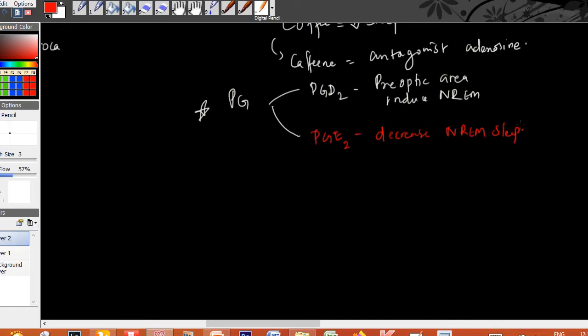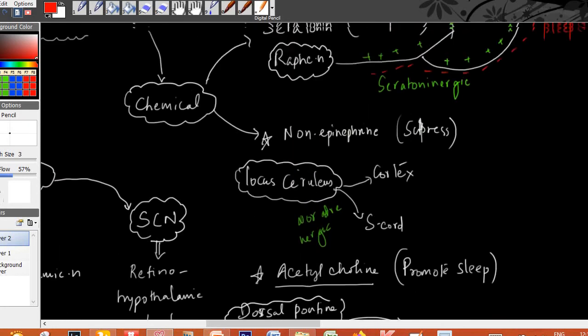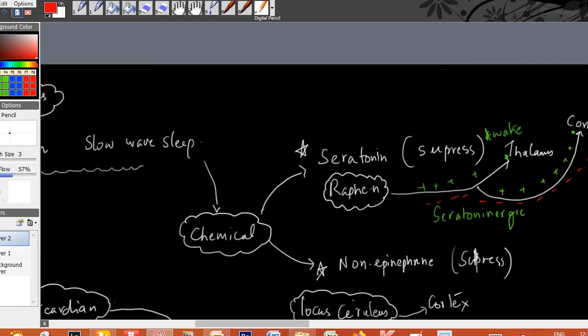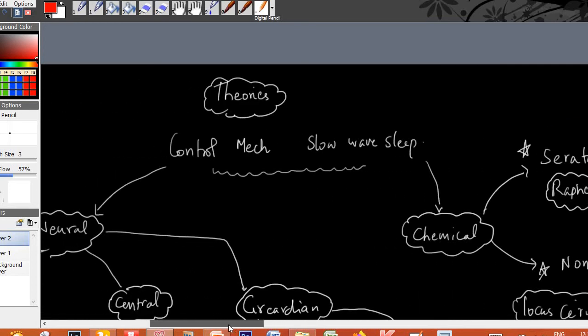So both of these prostaglandins act oppositely. So these are the general control mechanisms that you can see in case of your sleep. So the general mechanisms, the control mechanisms in general.